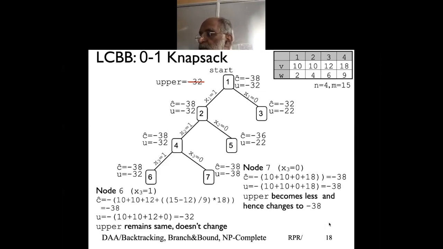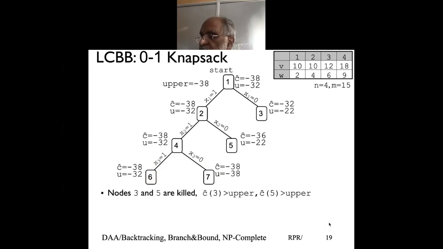Now I look at what my live nodes are. My live nodes are still node 3, node 5, node 6 and node 7. And we always said that our C hat, the estimate, should be less than upper. If it is more, we know we already got a lower limit, so there's no point exploring. So look at node 3.